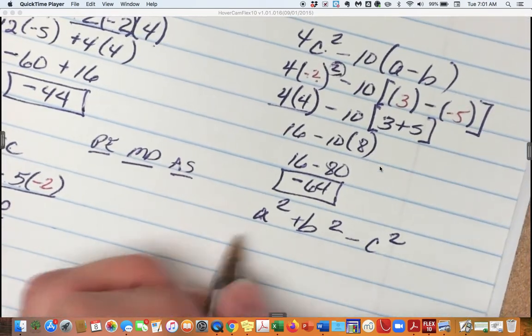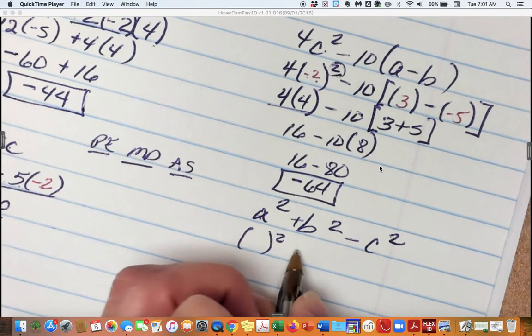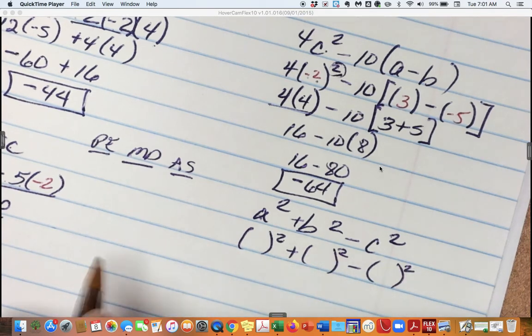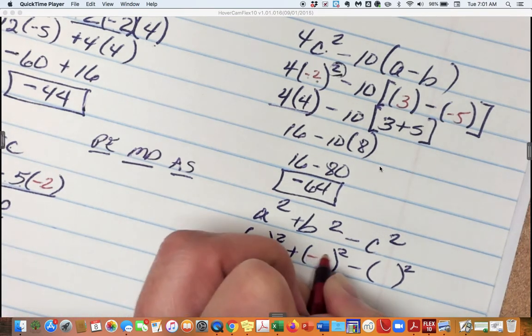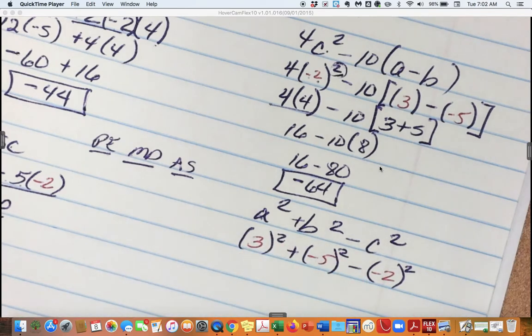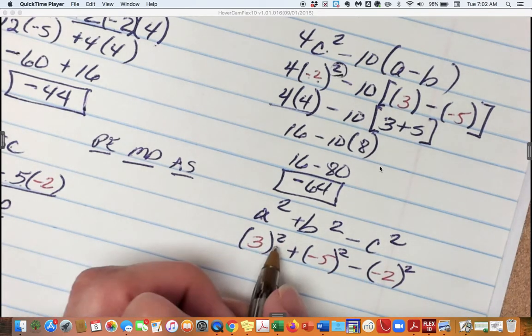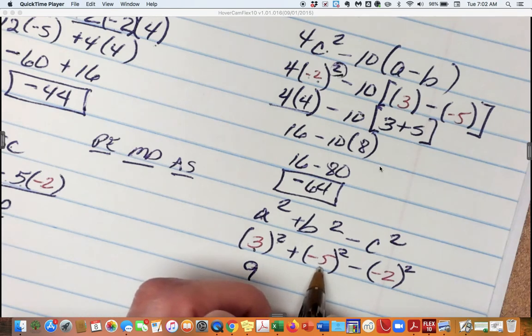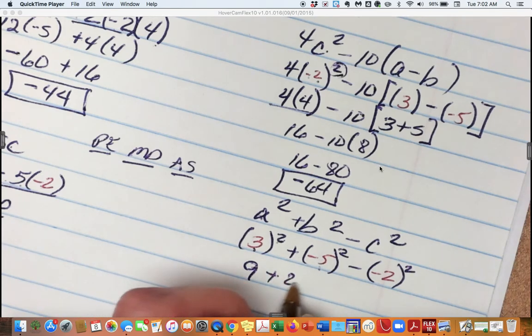And the last one, we're going to start with parentheses. Notice that I'm putting the power on the outside. Okay, that's very important. So anytime you have something raised to a power like that, you want to keep the power on the outside. A is 3, B is negative 5, and C is negative 2. So when I square that, that's 3 times 3 is 9. Over here, negative 5 times negative 5 is a positive 25.